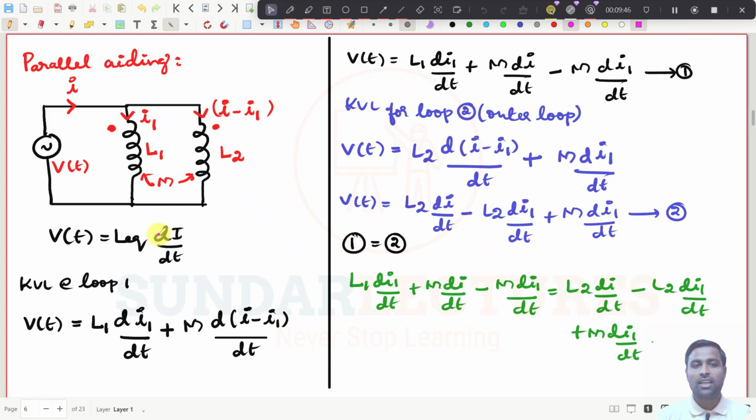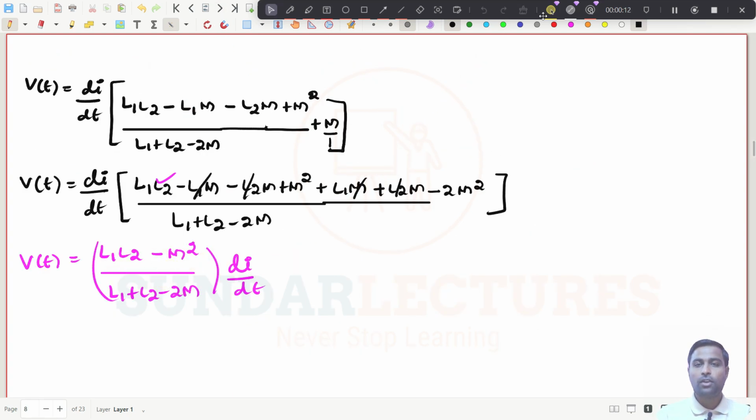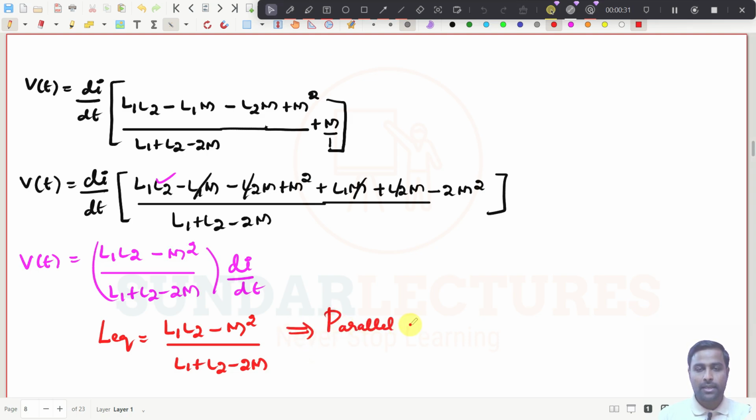So di by dt, right? Anyhow, I have written this as capital letter I, but it is small letter i. So I have got this expression like this. See this one. So what is L equivalent here? L equivalent will be equal to L1 L2 minus m square divided by L1 plus L2 minus 2m. This is for parallel aiding, right? So we have found this value.